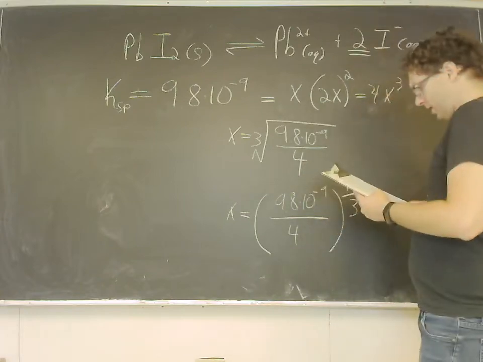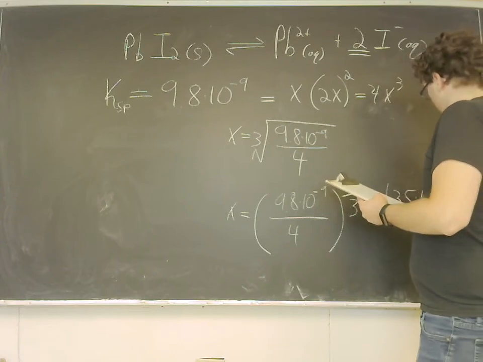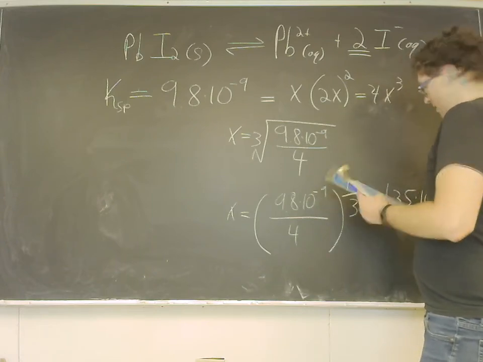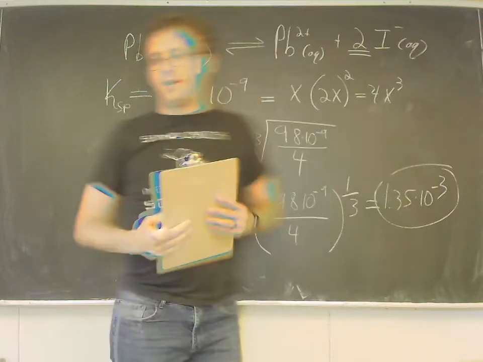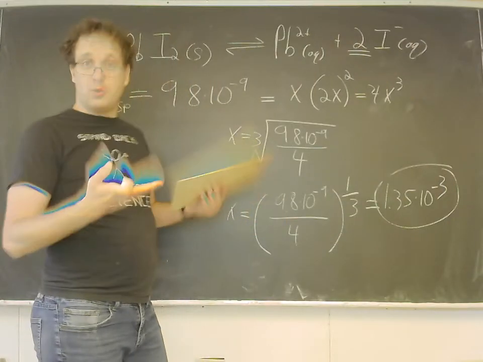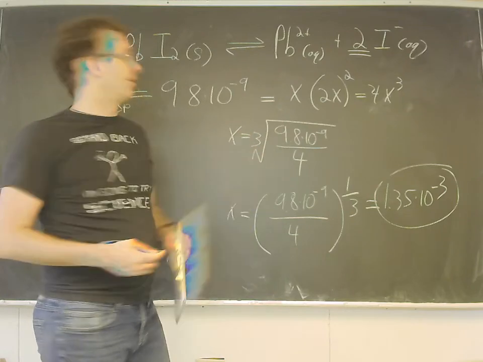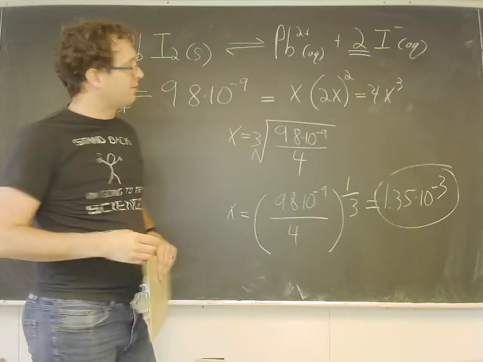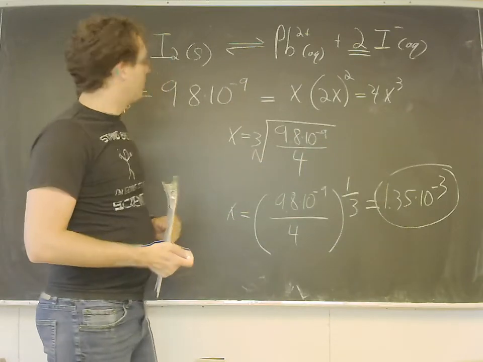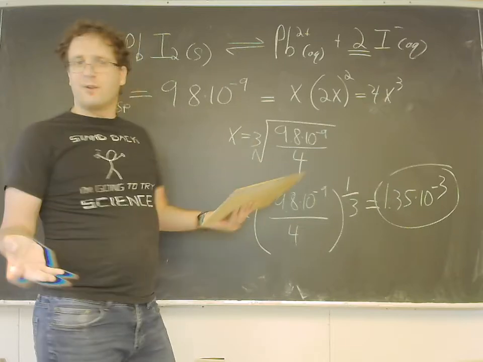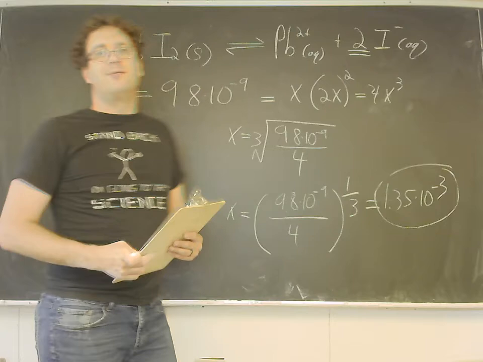Anyway, what does this give us for x? X in this case is going to be 1.35 times 10 to the negative 3rd, and that was the number of moles that would dissolve of the lead iodide in 1 liter of water. So that is the molar solubility. X represents the molar solubility. So for lead iodide in 1 liter of water, I can expect about a millimole of the compound to dissolve.